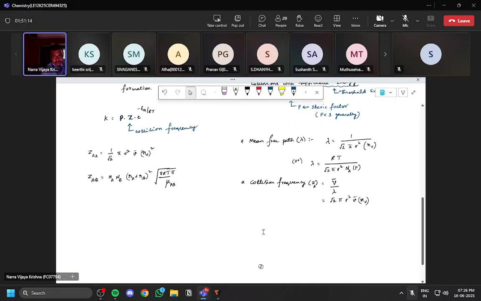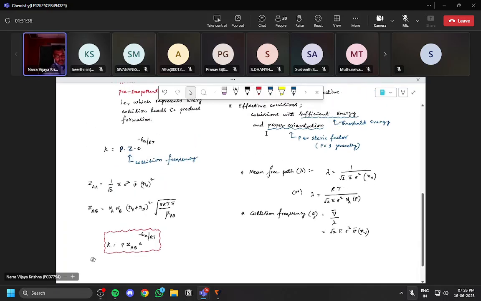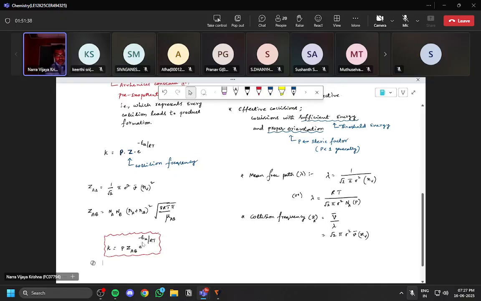So that's why, if two different molecules are making collisions, we can write P into ZAB into e power minus EA by R. We can write that in this way. The Arrhenius equation can be written in this form. Right? So either you can write this or simply write this one.